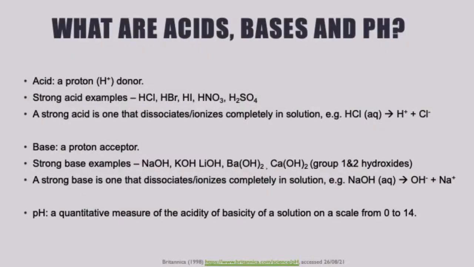So what are acids and bases? Acids are proton donors. Some examples of strong acids include hydrochloric acid, HBr, HI, nitric acid, and sulfuric acid. Strong acids are those that dissociate or ionize completely in solution. Bases are proton acceptors. Some strong base examples include group 1 and 2 hydroxides, and a strong base is one that dissociates or ionizes completely in solution. pH is a quantitative measure of the acidity or basicity of a solution on a scale from 0 to 14.